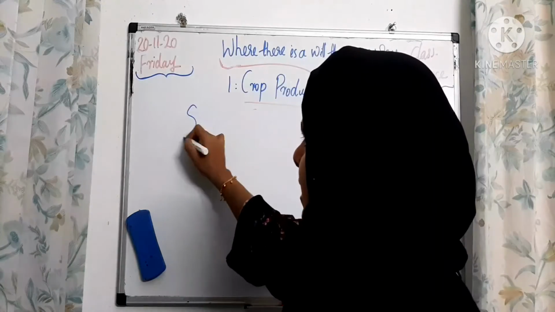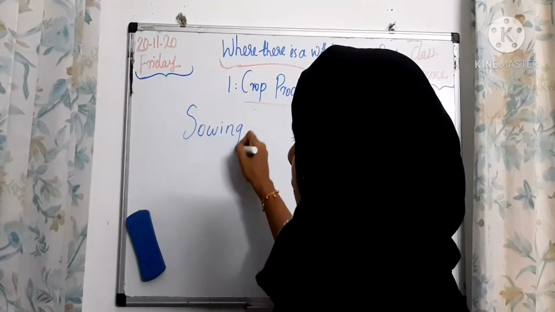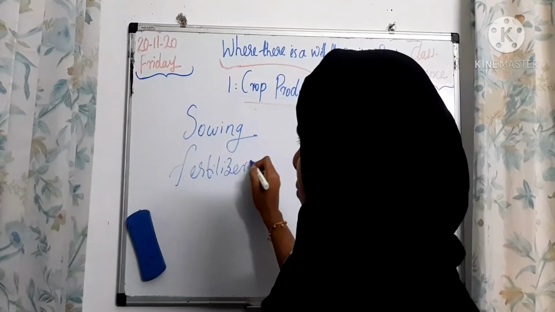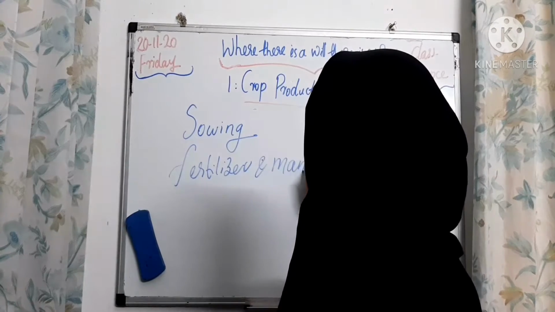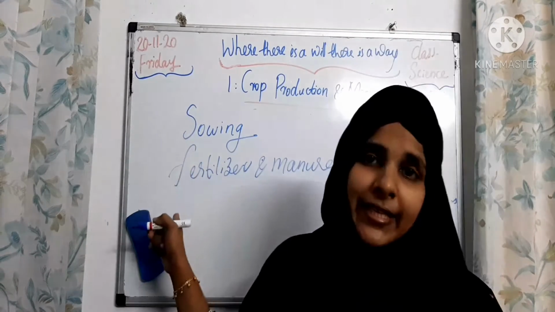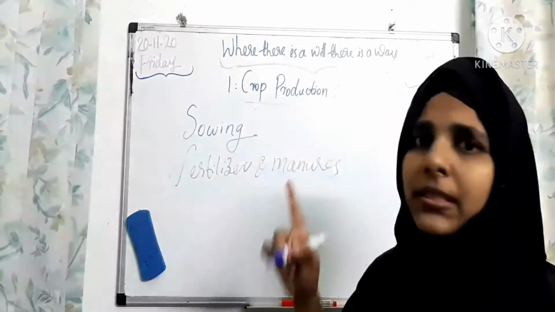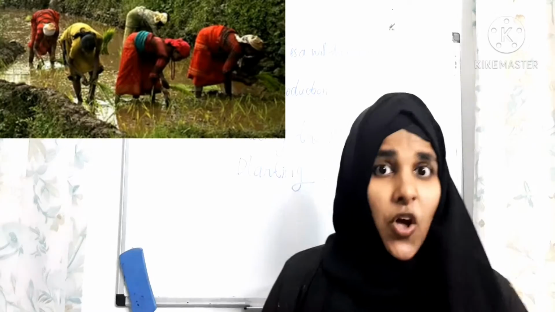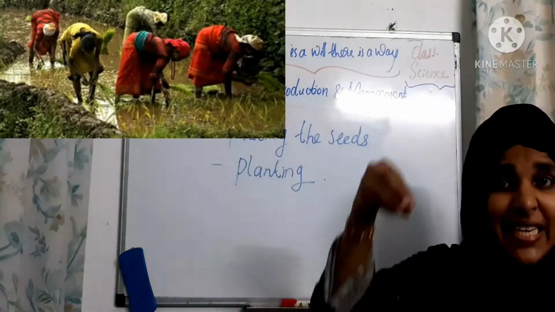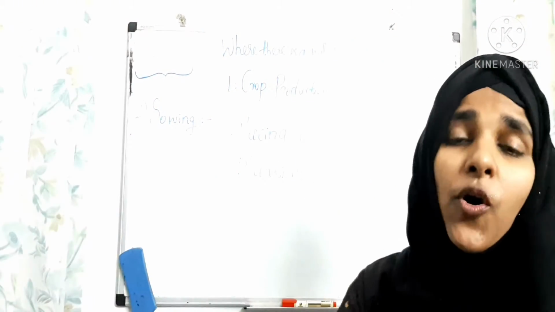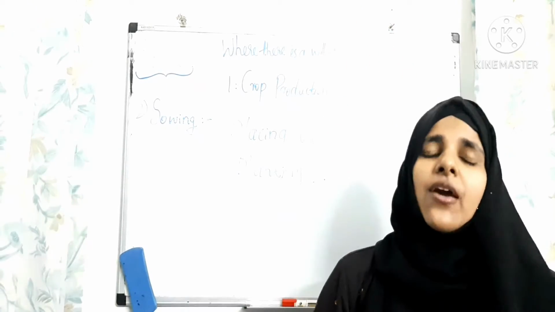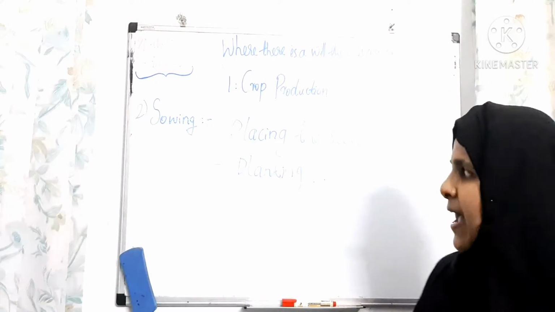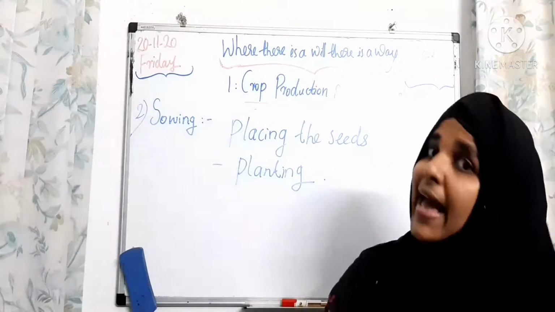In this class we are discussing sowing and adding fertilizers and manures. These two practices we are going to learn now. So children, what is sowing? Sowing means the process of placing seeds in soil for growing a plant, right? That is what we call the sowing process, and we also call it planting, okay?